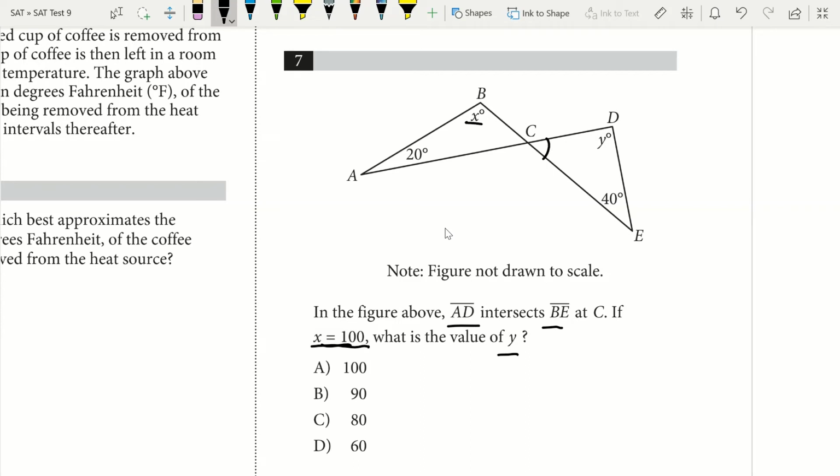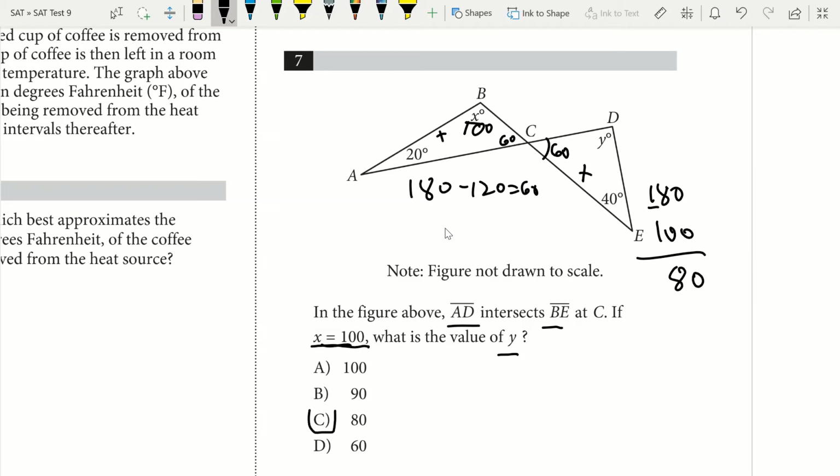All right, so we've got angle x, we know that's going to be 100. So now we have 100 plus 20. We know that's 120. We do 180 minus 120. That's going to leave us with 60 as angle here. We know that these are vertical angles, so we also have a 60-degree angle there. 60 plus 40 is going to give us 100. Then we have 180 minus that 100 to solve for y. That's going to leave us with 80 equals y. Our answer there will be C for number 7.